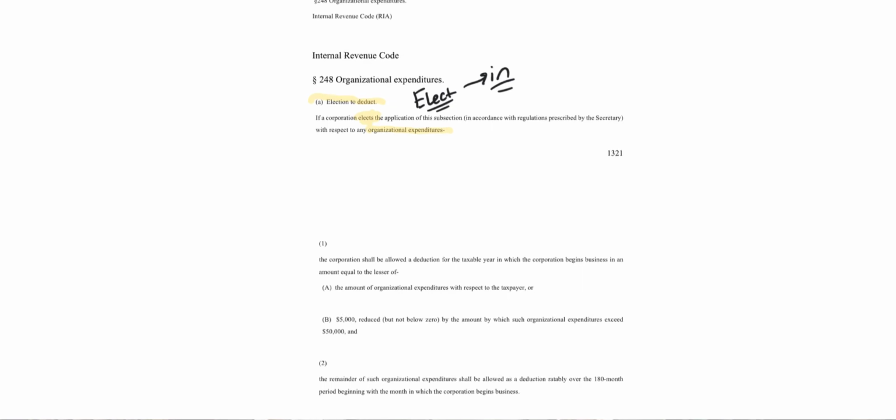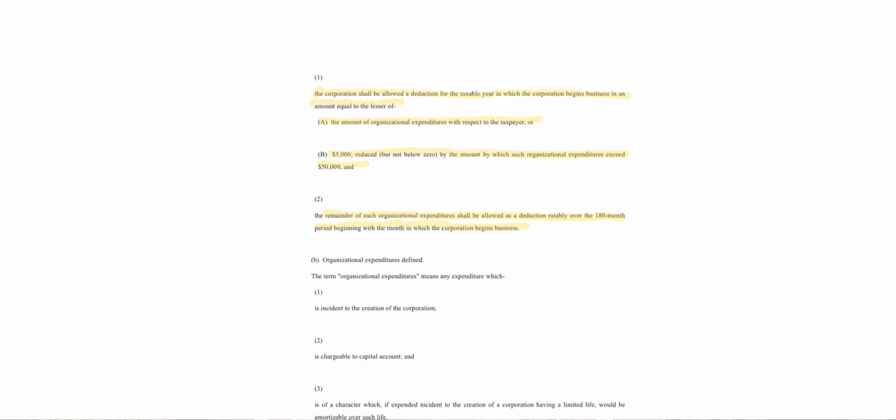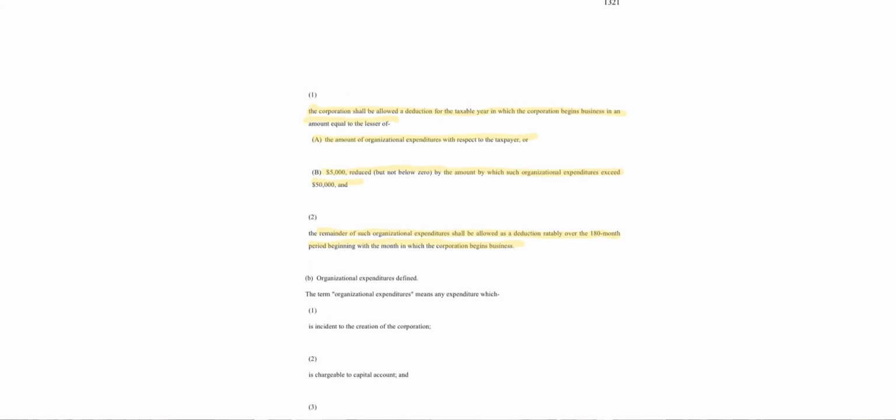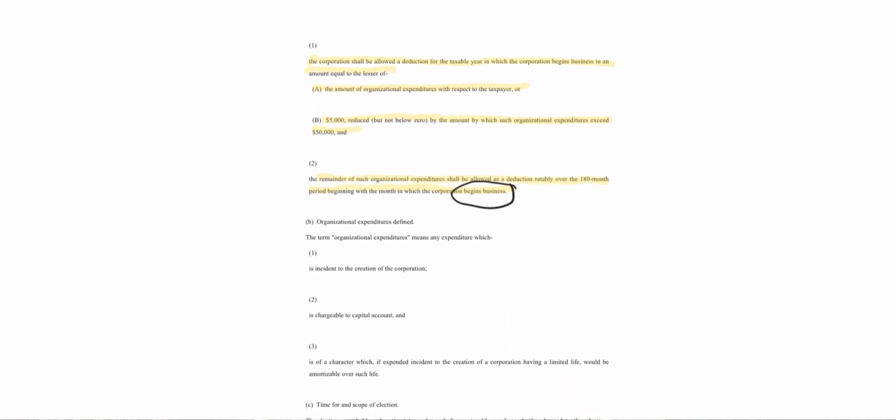The application of this subsection in accordance with regulations with respect to any organizational expenditures, which maybe there's a definition of that, the corporation shall be allowed a deduction for the taxable year in which the corporation begins business an amount equal to the lesser of the organizational expenditures or $5,000, reduced but not below zero by the amount by which such organizational expenditures exceed $50,000, and remaining such organizational expenditures shall be allowed as a deduction ratably over a 180-month period, which is 15 years, beginning with the month in which the corporation begins business. Wow, that sounds a lot like what we're doing, because these expenses were meant to start the business, and it talks about begin business. So now it makes me feel even better.